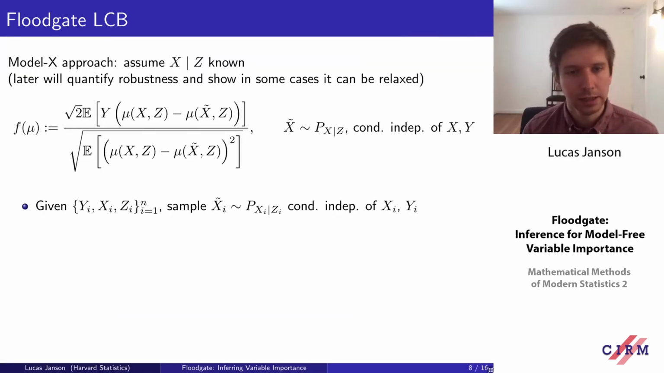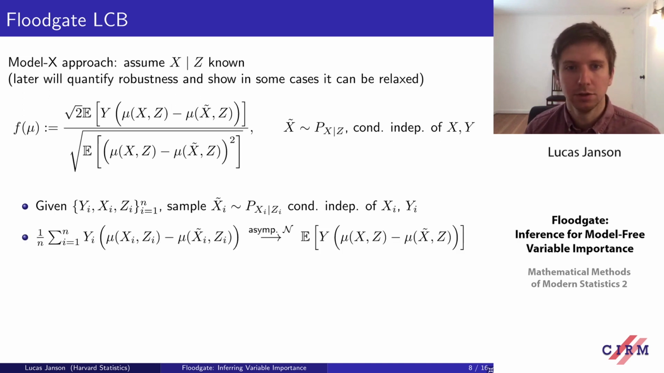So what I'm going to do is take my data, which looks like yi, xi, and zi for i equals 1 to n, and sample some x tildes. So for each i, I'm going to draw x tilde i from the conditional distribution of xi given zi, and I'm going to draw each of them conditionally independent of xi and yi. So now I have a sample version of x tilde, and I have sample versions of y, x, and z.